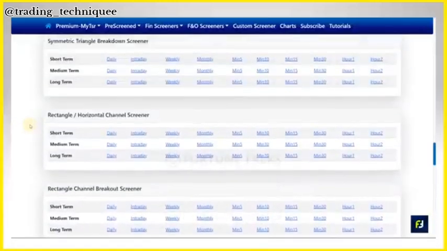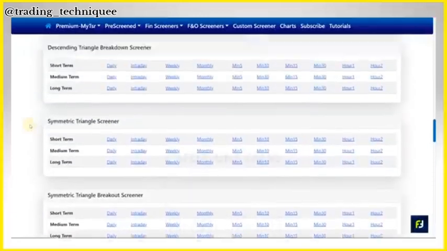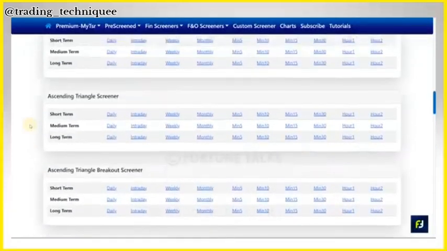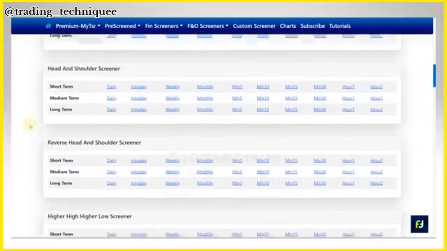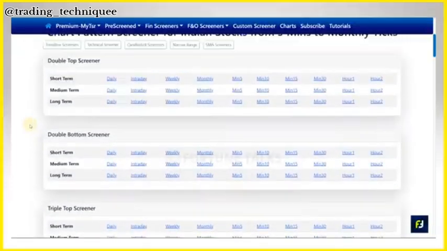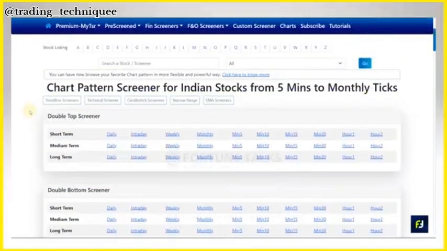But I think this is more than enough because I majorly focus on triangles, channels, rectangles, and sometimes head and shoulder patterns. So if you are someone who is interested in the patterns not mentioned in this screener, then you can skip to the next section of the video. But trust me, this scanner will make life easier for you.